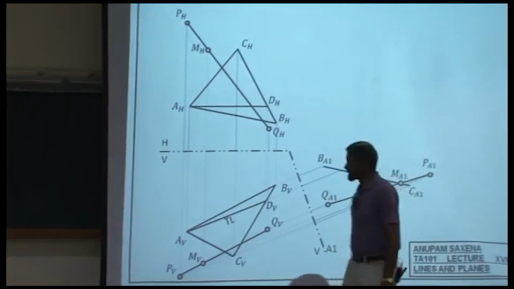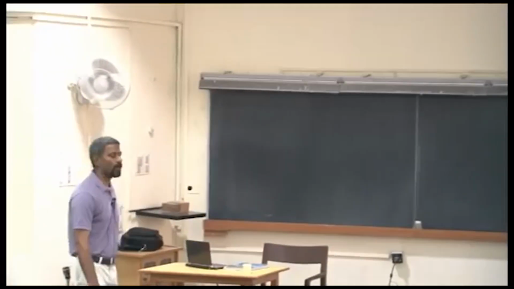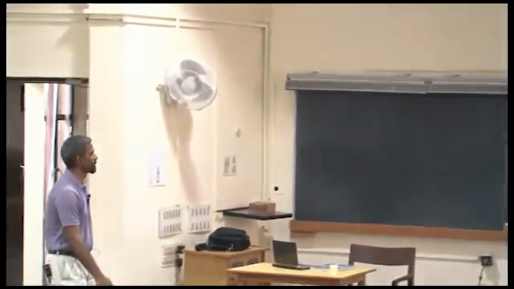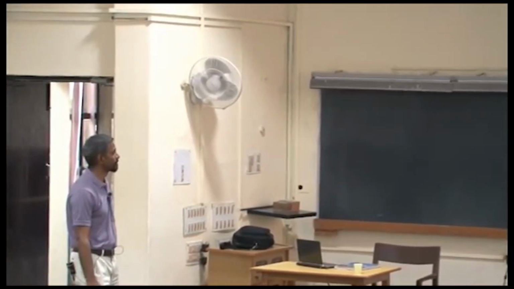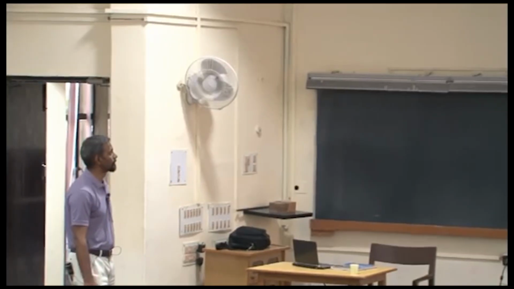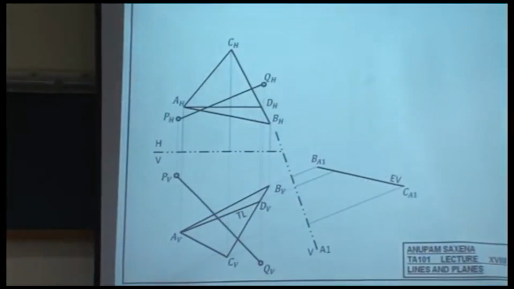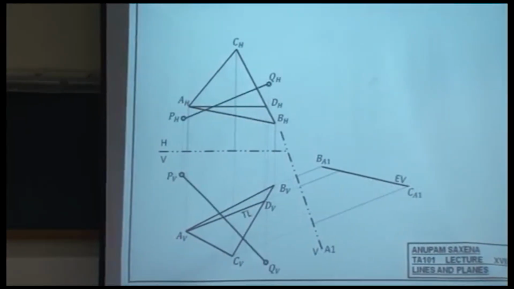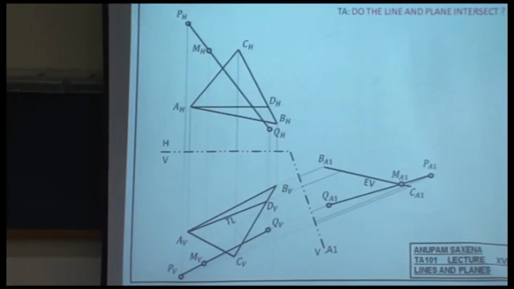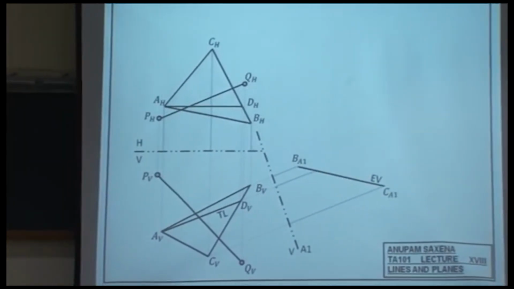Let's take another scenario. So I'll keep the plane the same. I'll change the orientation of the line in both views. Okay? Witness. You know the answer. Witness. The plane remains the same. The orientation of the line changes. Okay? The edge view remains the same because the plane remains the same.